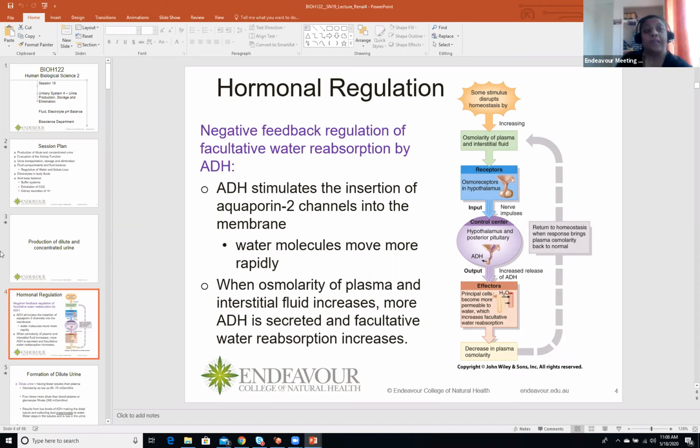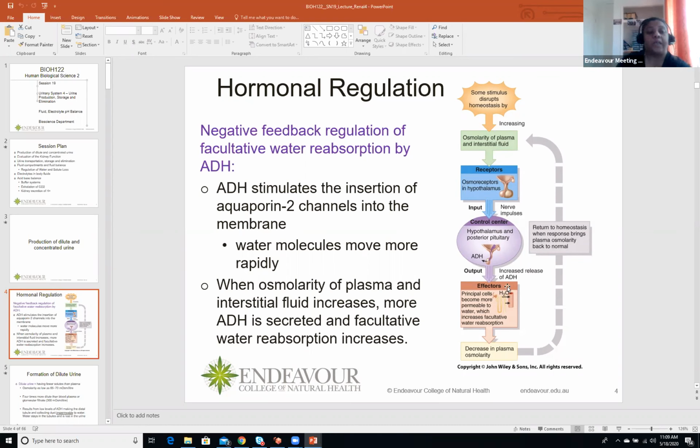And this antidiuretic hormone works on the collecting duct. It works on the principal cells of the collecting duct. And how does it help to reabsorb water? It puts in extra channels. It puts in aquaporins, aquaporin 2, which are special channels that are only inserted into the principal cells when ADH is released in the blood.